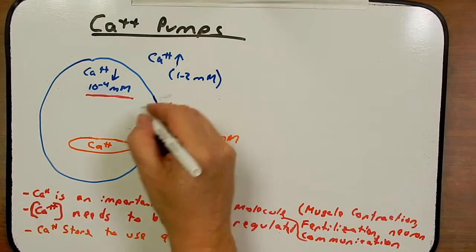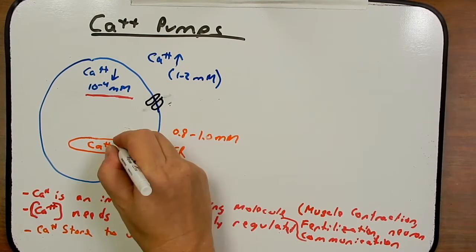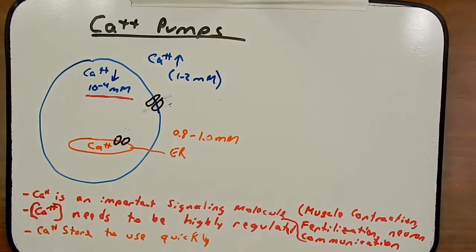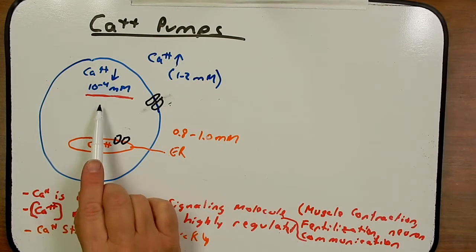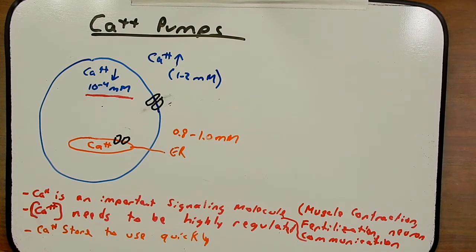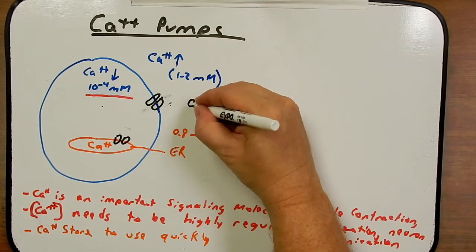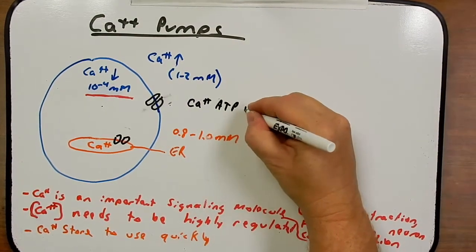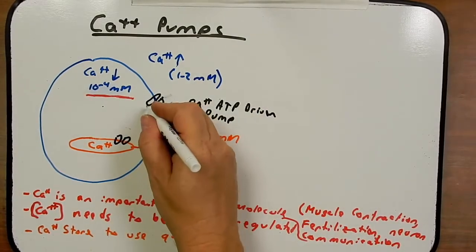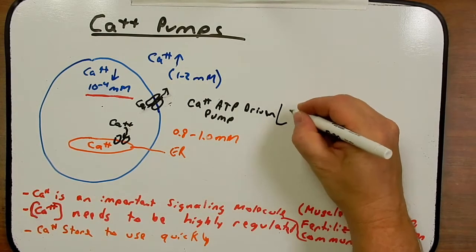Well, not surprisingly, because we're talking about pumps, there's going to be a pump involved, both in the plasma membrane and the ER. Remember, we're going from a low concentration to a high concentration. So this is going to be an active transport pump, and it's going to require energy. And so what we have here is a calcium ATP driven pump, where calcium will move back to the extracellular space and calcium will move from the cytosol into the ER.